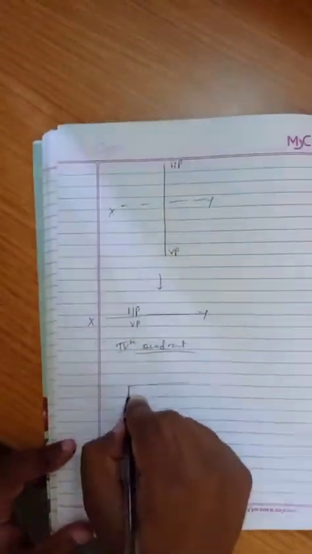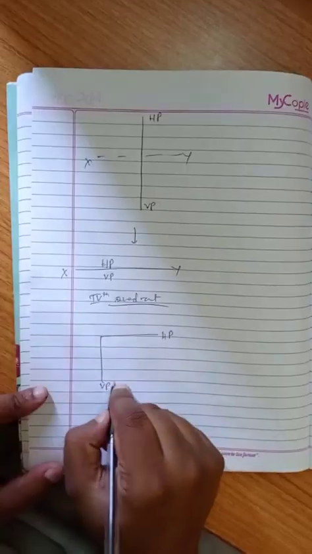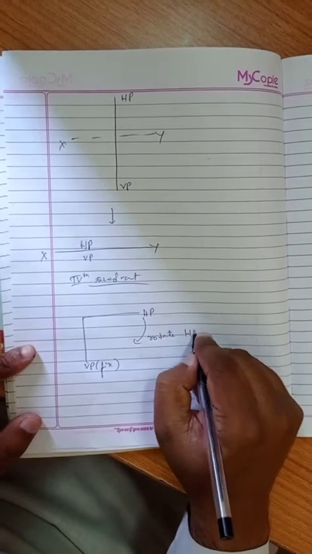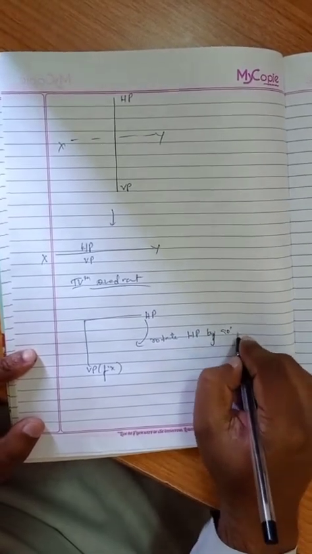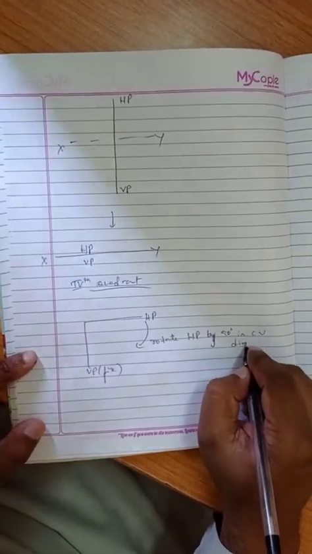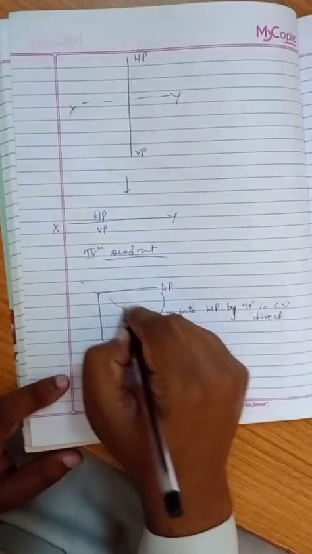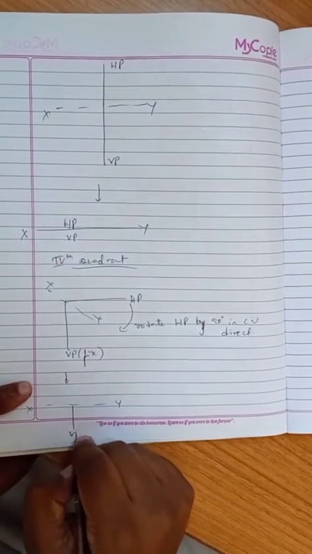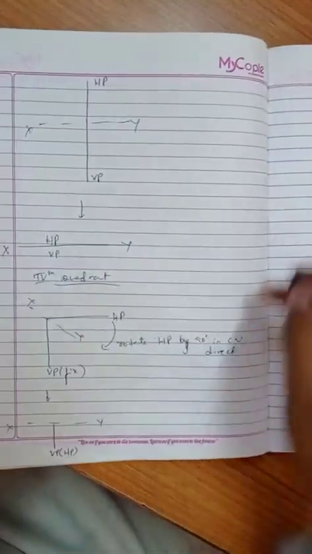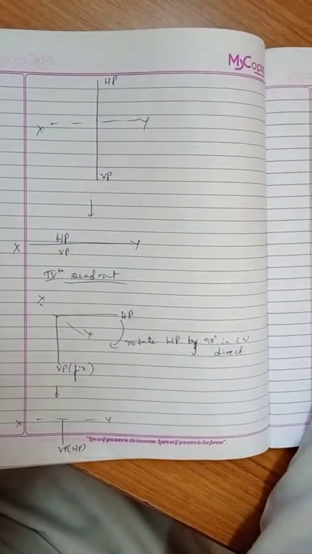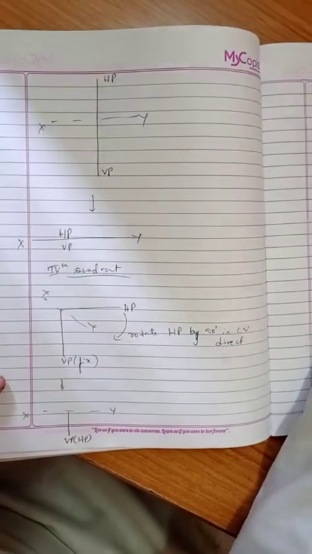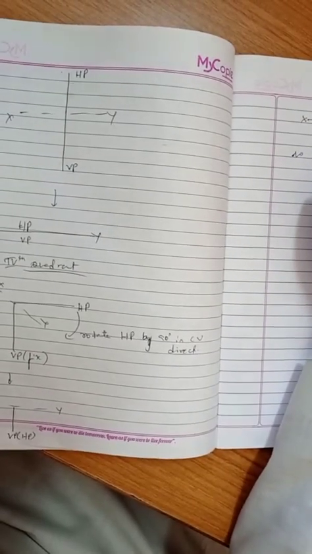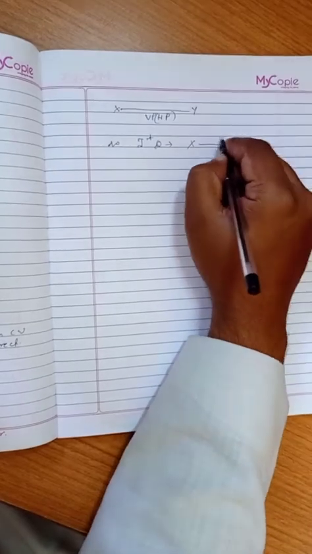In the fourth quadrant, same procedure: fixing the vertical plane and rotating the HP by 90 degrees in the clockwise direction. There will be a reference line. In the next step, both the VP and HP will be below the XY line. So finally we get it like this, that both will be below the XY line. So finally the quadrants will be represented by means of orthographic projection like this.